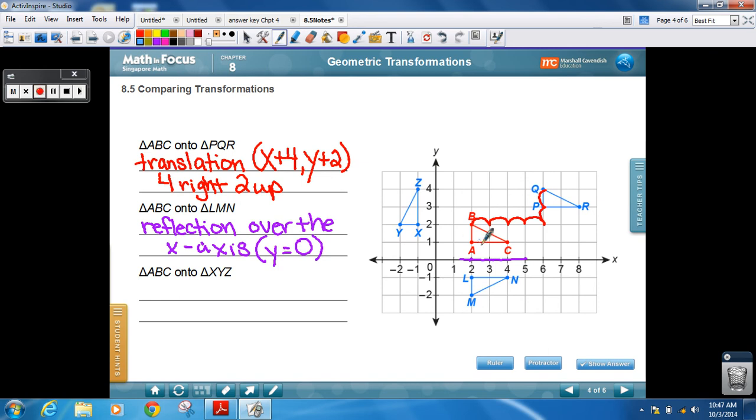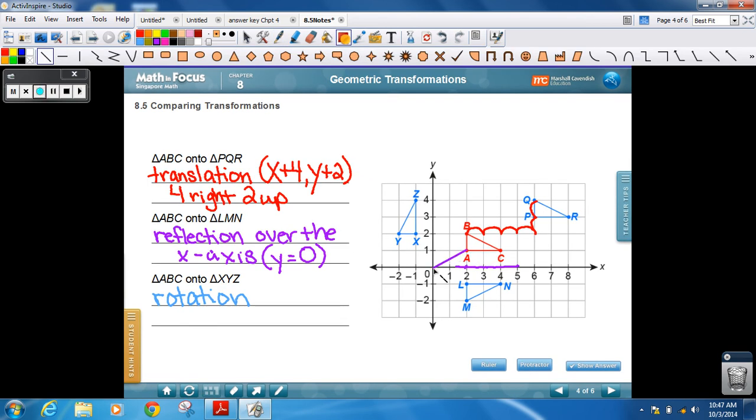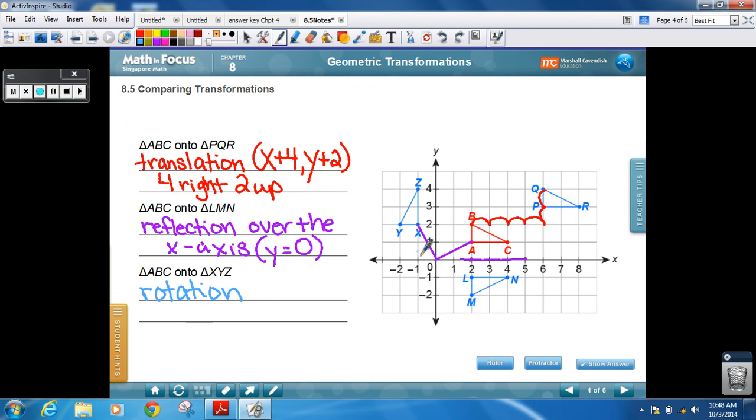Our last one here goes from ABC to XYZ. You notice they turned it, so you have to figure out how they turned it. Remember, for a rotation, you have to figure out the magnitude or the measure of the angle, and then also the direction. So if I connect A to the origin to X, these would be equal distance, so I know that is the center of rotation because they have to be equal distance from the center of rotation. So rotation center is at 0, 0 once again.